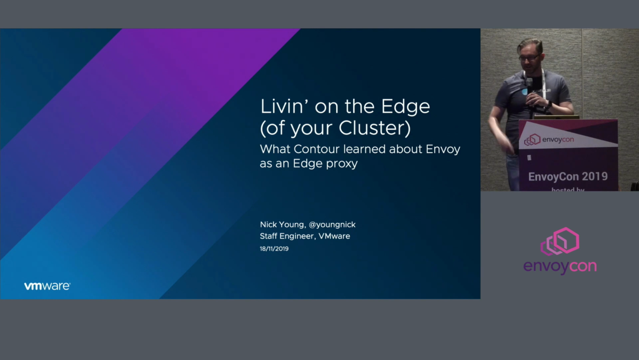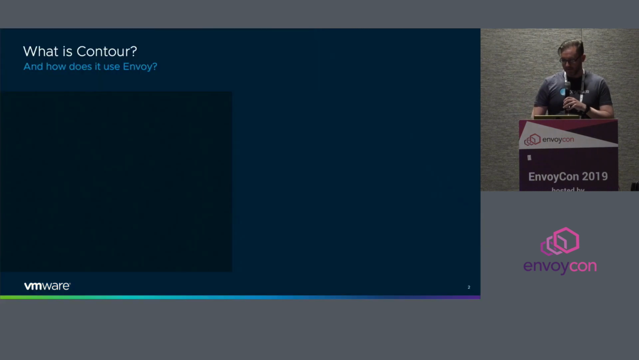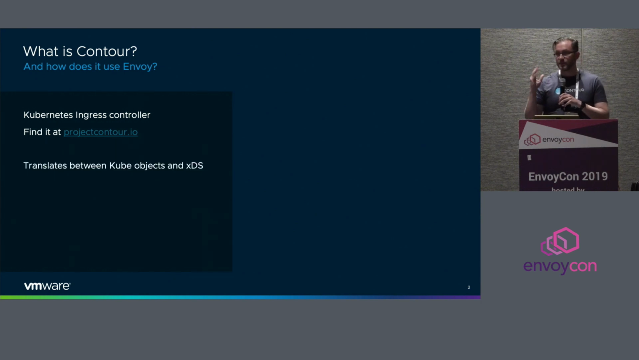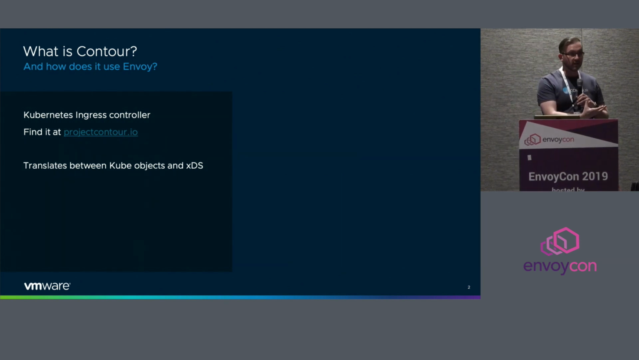The name of the talk is Living on the Edge of Your Cluster, because that's what Contour is all about: getting traffic from outside your cluster to inside. So, what is Contour? It is an ingress controller, like I said. There's the website. The big thing that it does is it translates between Kubernetes objects and XDS. It's basically a translation layer for either Ingress, or we have our own CRD called HTTPProxy that lets you configure Envoy effectively using Kubernetes objects.